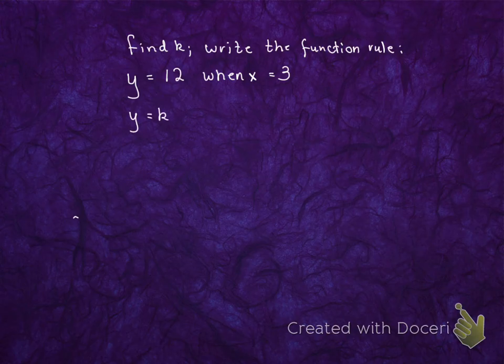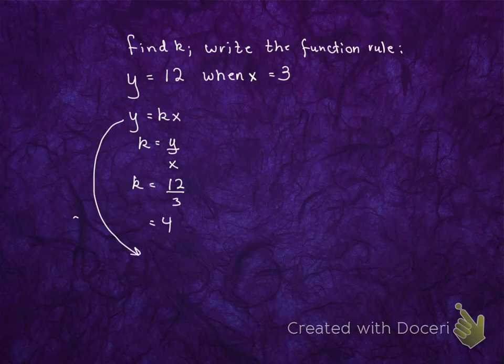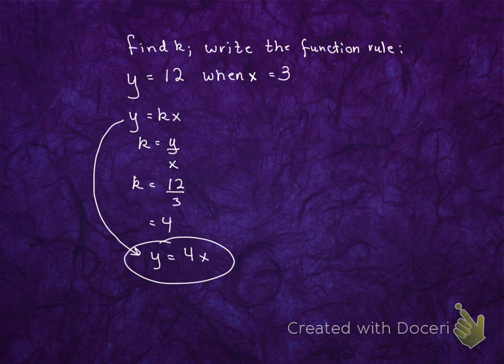And the formula for direct variation, y equals kx, means that k equals y divided by x, and k is equal to 12 over 3, which is 4. Now that we know what k is, we're going to put it back into our direct variation equation, and there you go. So that is a straight line with a slope of 4 through the origin.